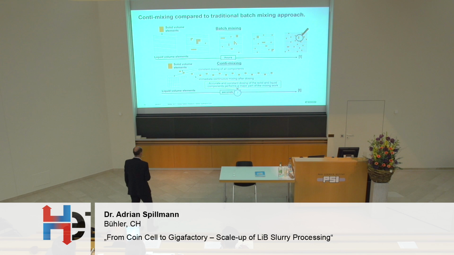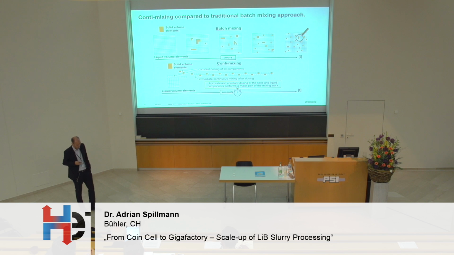On the other hand, for the fully continuous mixing process, we have the continuous dosing of the solid and liquid raw materials, followed by the micro distribution in the continuous mixer here. So due to the fact that the fully continuous dosing of these raw materials already takes a major part of the mixing work, the mixing time in the mixer itself is reduced to in the order of 1 minute only. So here we have 1 minute, here we have several hours of mixing.